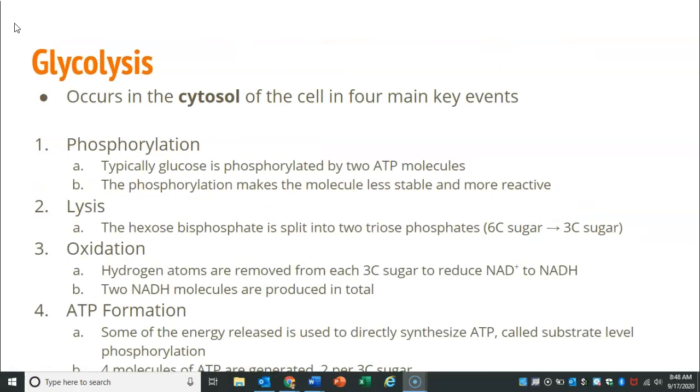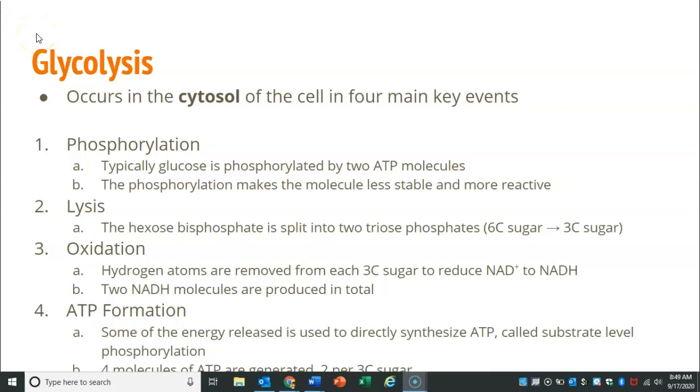Okay, glycolysis, step 1. This happens in the cytosol of the cell, aka the cytoplasm. Like flashing lights, big hint here: glycolysis does not happen in the mitochondria. It's key here, okay? It happens outside of the mitochondria in the cytoplasm of the cell. There are 4 key events that happen in this.